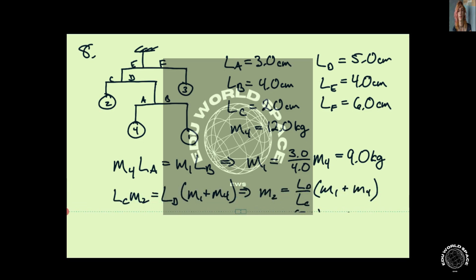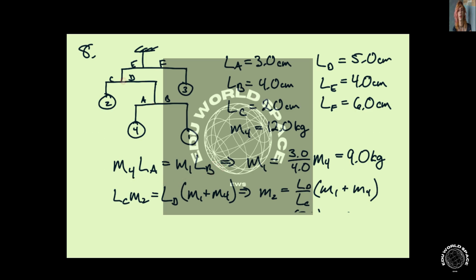And then we can move on up to this bar, taking moments about this point. Why do we take moments up at this point? Because there's a reaction force there that we don't want to mess with. We don't really care what it is, although it's actually pretty easy to solve for because it's just the sum of these two weights. But we can take moments about here, and then that drops out of the equation.